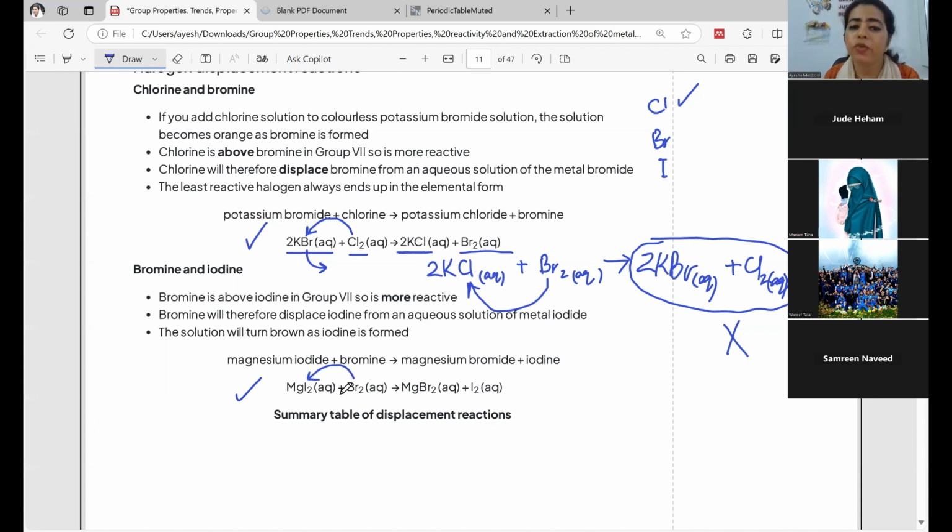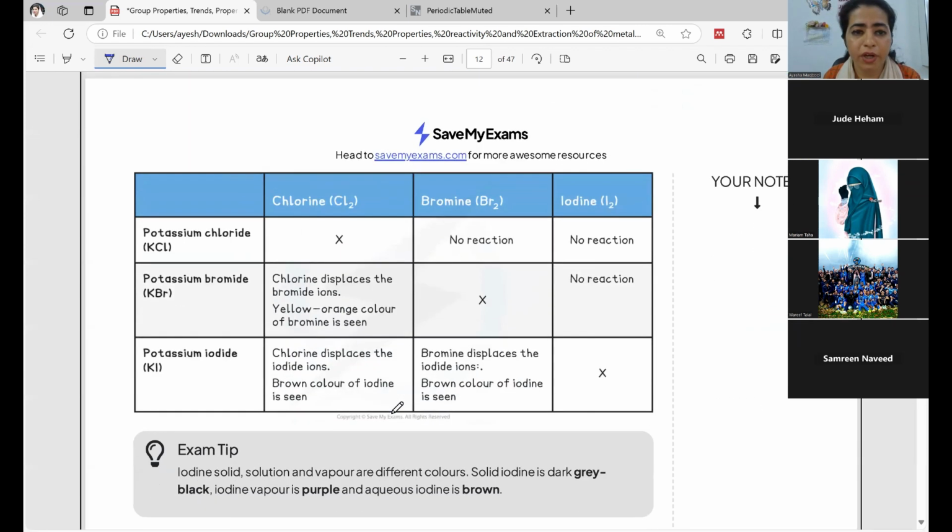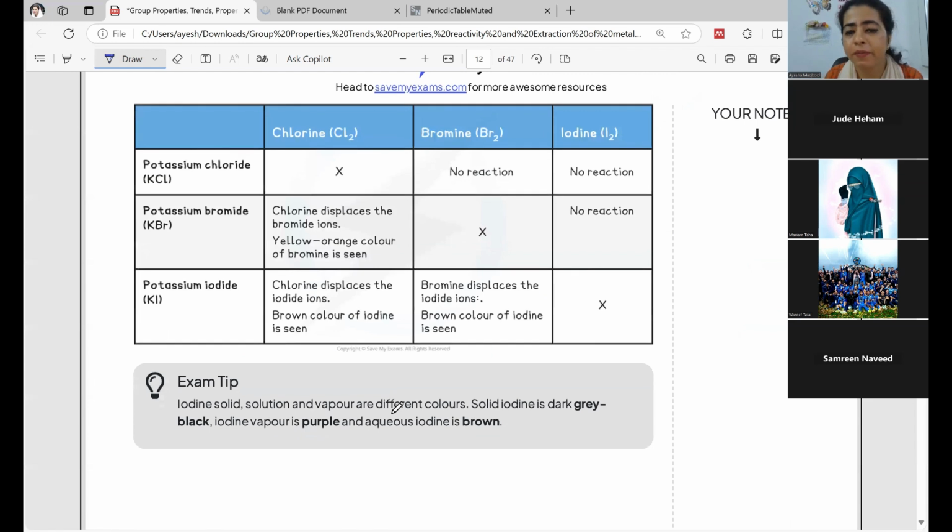Okay. So this one is going to be possible because yes, iodine is under the bromine. Iodine is less reactive than bromine. So bromine, being more reactive, can come and replace the iodine over here. Okay, so we can move forward and now we can have this table. Sometimes they can ask you to fill this kind of table as well, whatever reaction is possible or not.